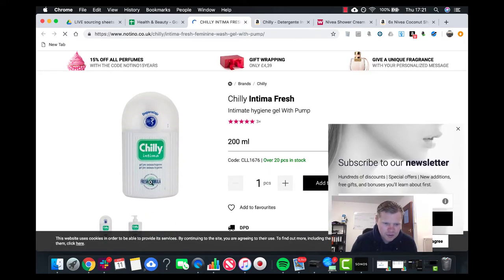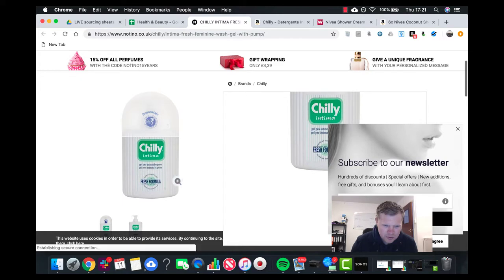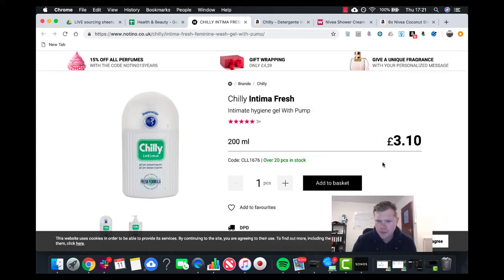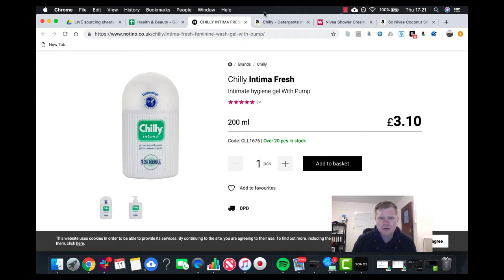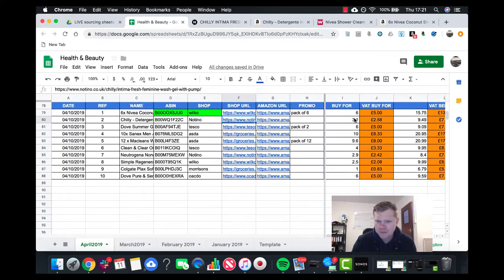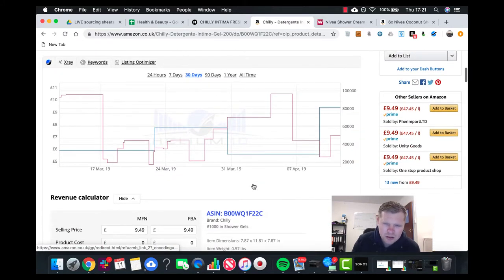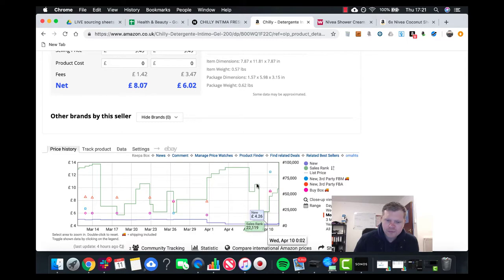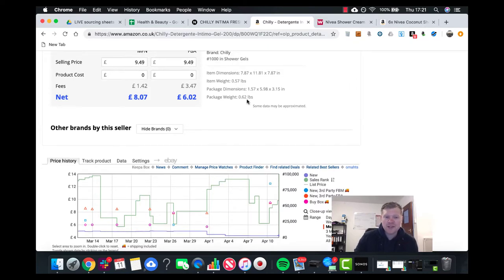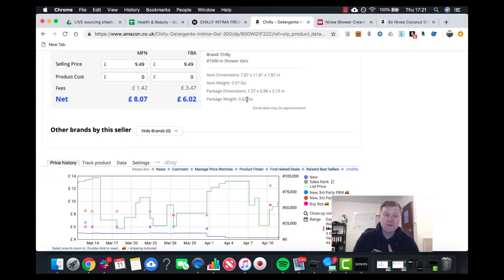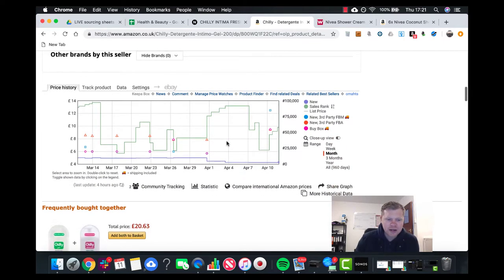Yeah. Fresh formula, gel, chili. It's £3.10 to buy, 200 ml. What was it saying here? £3.10. 200 ml. Just make sure on here. 200 ml. Yeah. The only thing that concerns me there is the price increase. So yes, right now it's selling at a great price, but if it was to drop, buying it at £3.10, with me being VAT registered, I'd struggle to make a profit on that if it drops again.